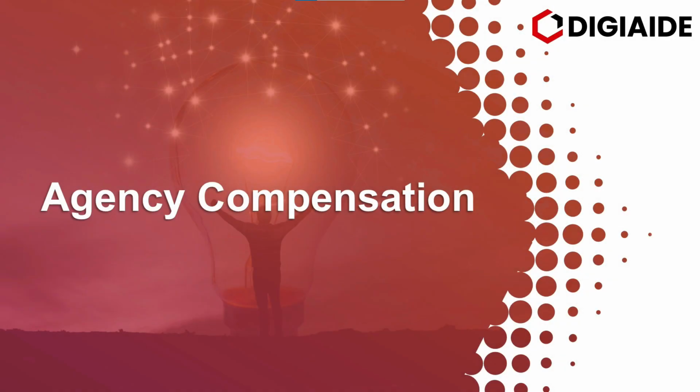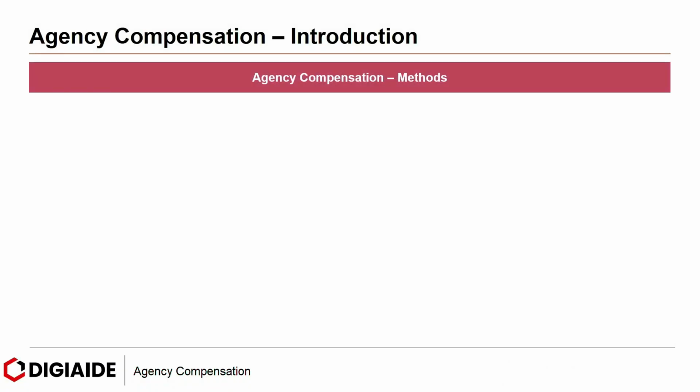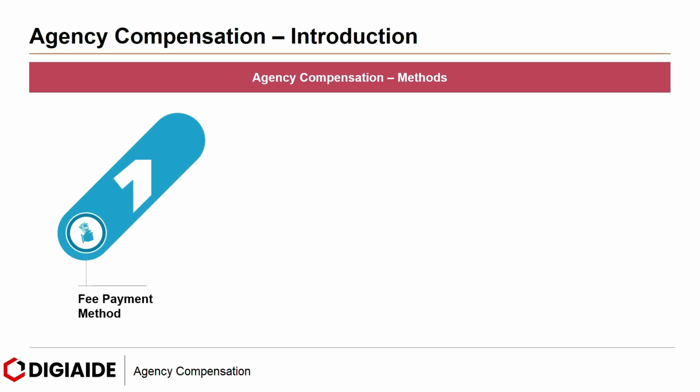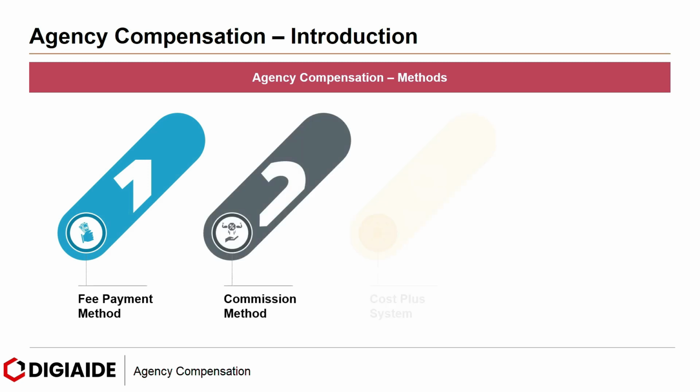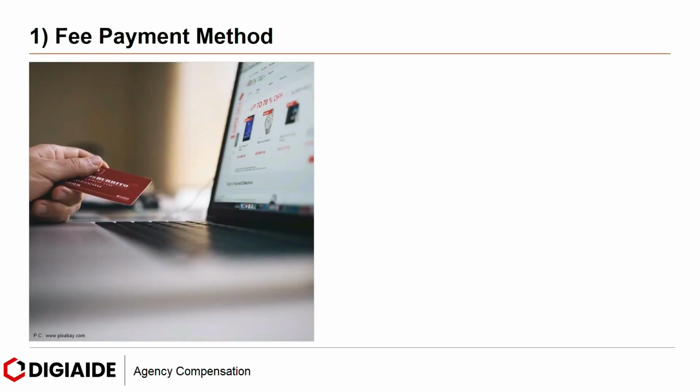In this video, we are going to cover the topic of agency compensation. Agency compensation entails 4 methods. First, the fee payment method. Second, the commission method. Third, the cost plus method. And fourth, the performance-based method. Let's look at each one of them briefly.